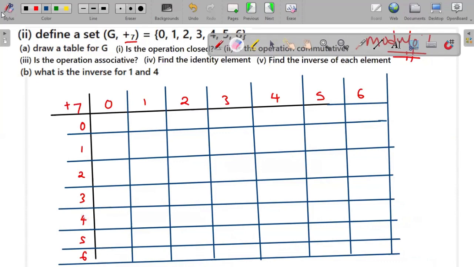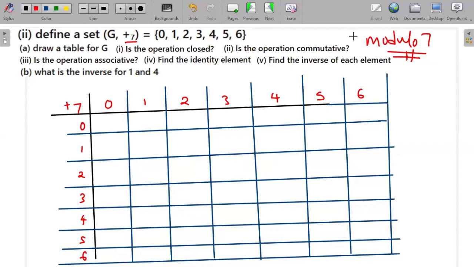In this table, this table here is called a Cayley table. So this is the Cayley table here. This modulo 7 here is an operation, and it's also a binary operation. So here I'll be adding 0 plus modulo 7, 0. What am I going to get?